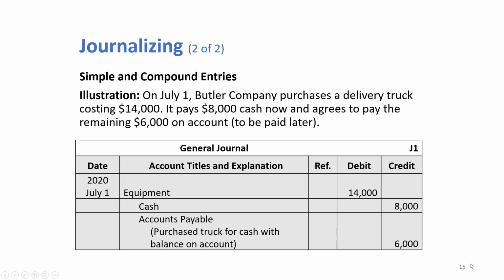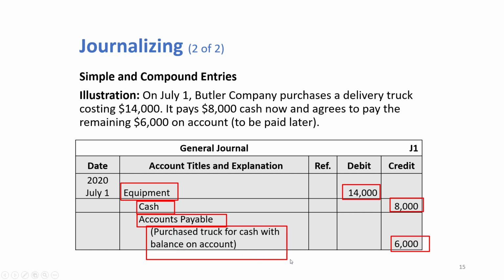So what will be the transaction? Here, as it is a compound transaction, the equipment account will be debited by $14,000, but there will be two credit accounts. One is the cash account, that is $8,000, and the accounts payable account will be $6,000. In this way we can record these kinds of compound entries, and the explanation will be: purchase of truck for cash with balance on account.